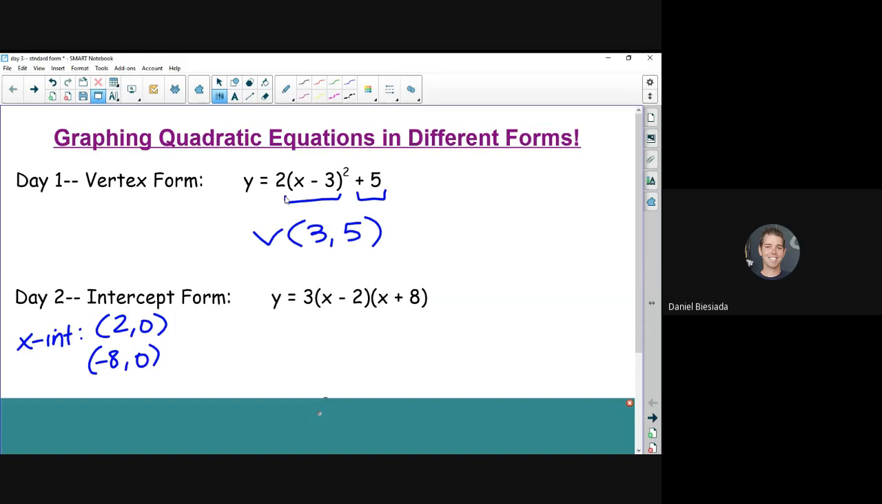And in our last lesson, we learned that if we wanted to find the vertex, the formula that we had to use was x equals (p plus q) divided by 2. We had to use those values 2 and negative 8. We had to put those in and find the vertex that way. So it was a bit of a longer process, and we actually said that when we're in intercept form, finding the vertex is probably the hardest thing to do.